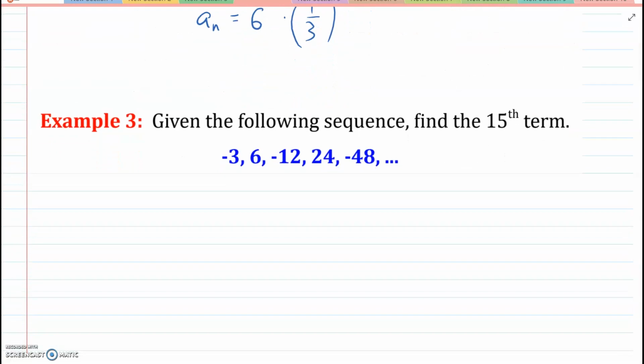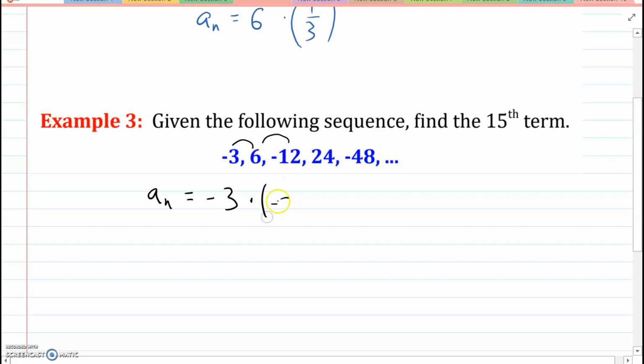So given the following sequence, you are asked now to find the nth term. Well, I'm hoping that people are looking at this and saying, yeah, I can see this. It's going to be a sub n equals, my first term is -3 times what did I do to get from one term to the next? 6 divided by -3. -12 divided by 6. I'm going to get a -2, to the n minus 1. That's the explicit formula for the nth term.